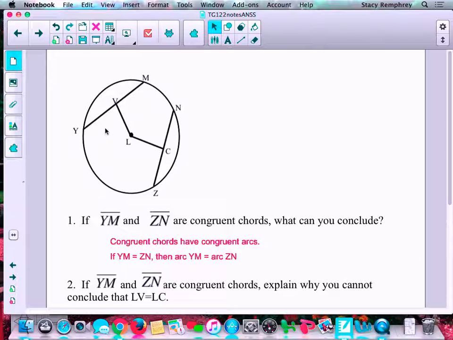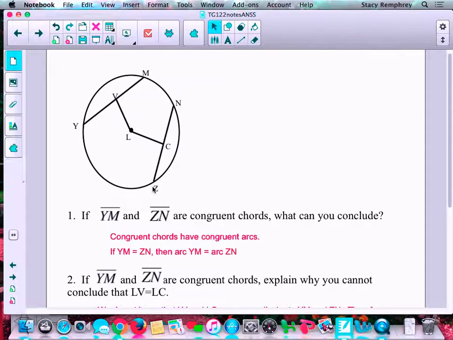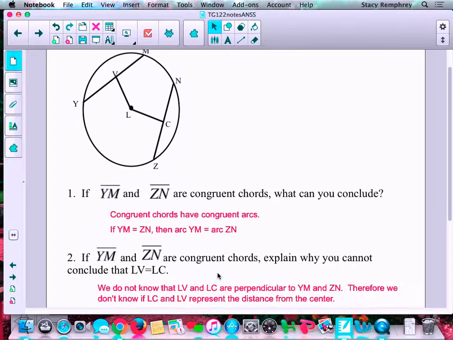Okay, so if YM is congruent to ZN, that means they are congruent chords. If they're congruent chords, that means they cut off congruent arcs. So arc YM is congruent to arc NZ because they told us the chords were congruent.